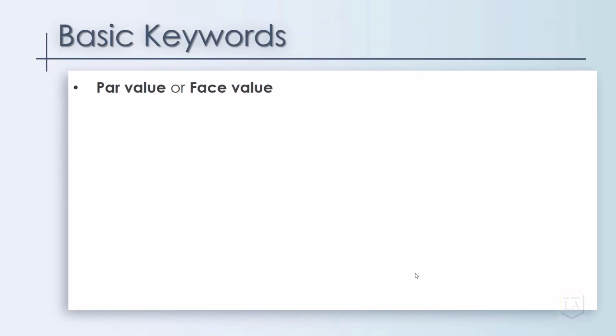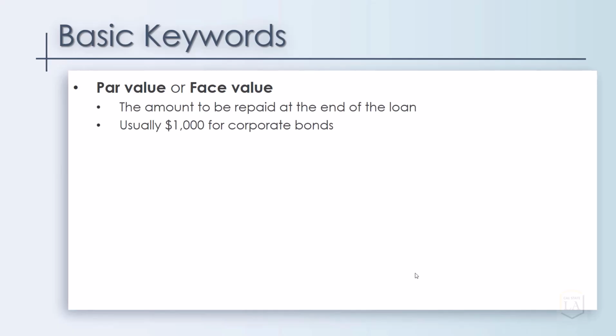So let's look into more details of those basic keywords. First, par value or face value. This is the amount to be repaid at the end of the loan term or at the end of the maturity. Usually, though not always, the denomination is $1,000 for corporate bonds. There are a lot of bonds that have different denominations, but to make things easy for an undergrad class, in this class, if nothing is said, then the default face value for a bond would be just accepted as $1,000.